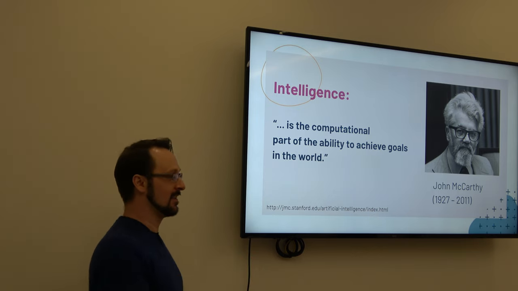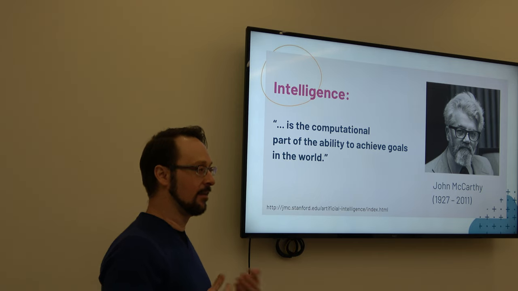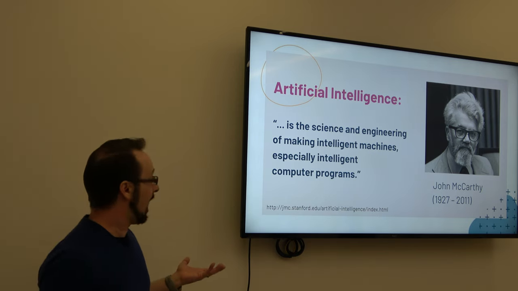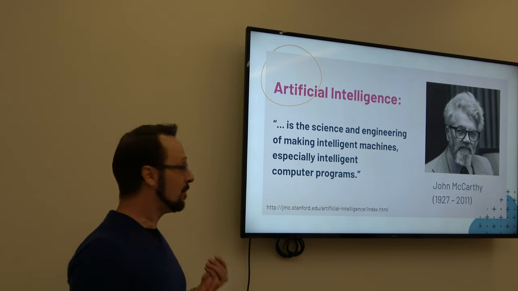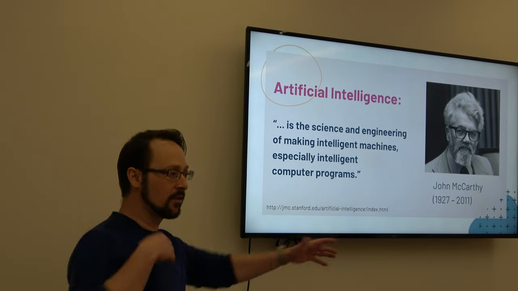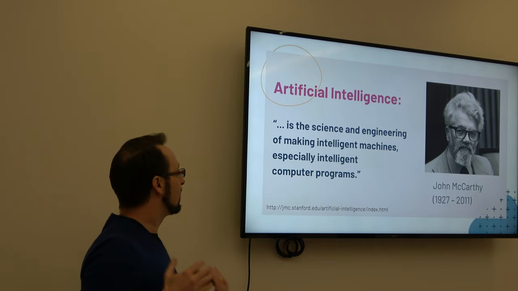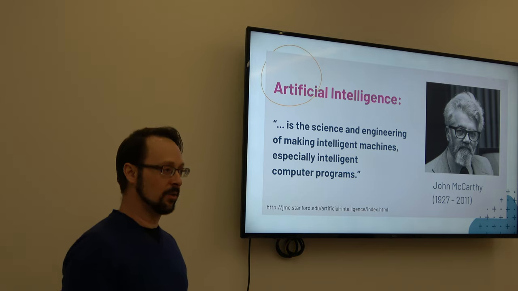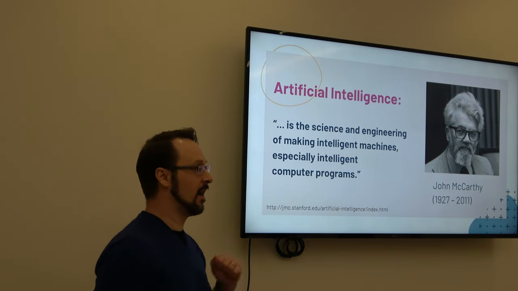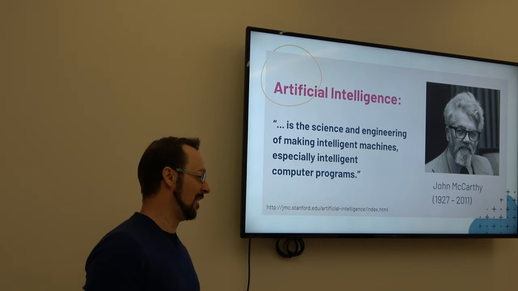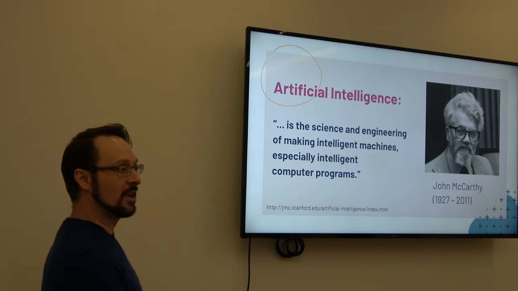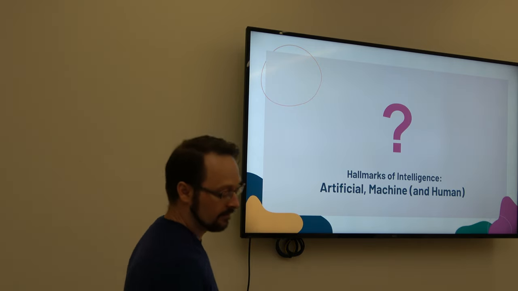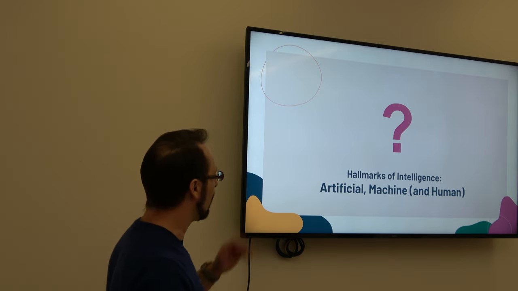And hopefully Rich will show you this exact same slide or a variation of it, because I think he and I are very well-aligned. And therefore, AI is the science and engineering of making intelligent machines, especially intelligent computer programs. Or if you do the find and replace, the science and engineering of making machines that exhibit that computational part of the ability to achieve goals in the world. Cool? Okay, awesome. For today, you can choose whatever definitions you want later on, but if you're okay humoring me, we'll ground our thinking about AI and machine and human intelligence in this. So, the hallmarks of intelligence.